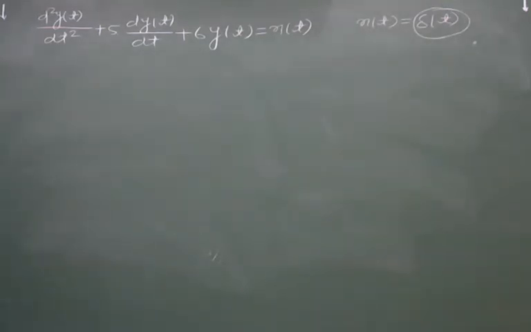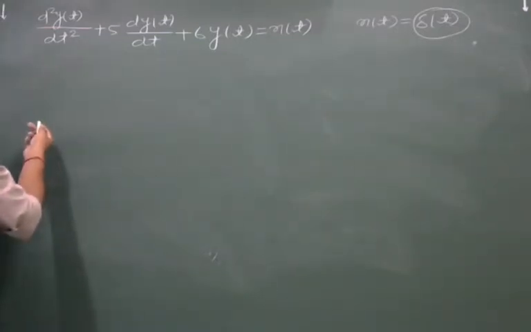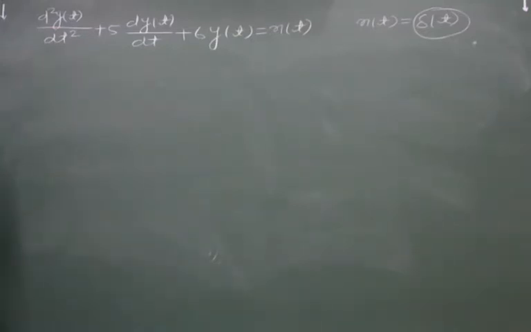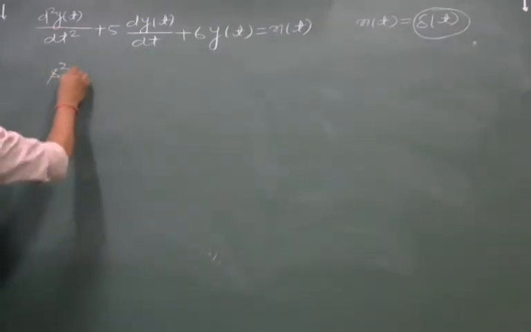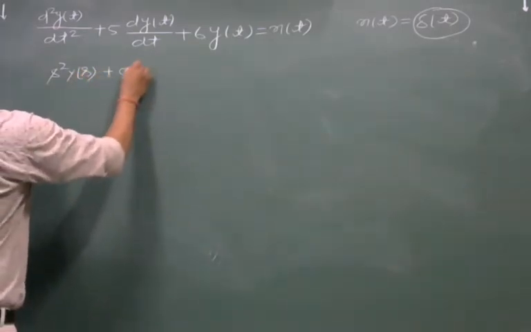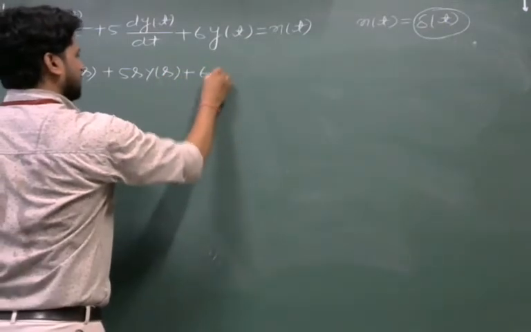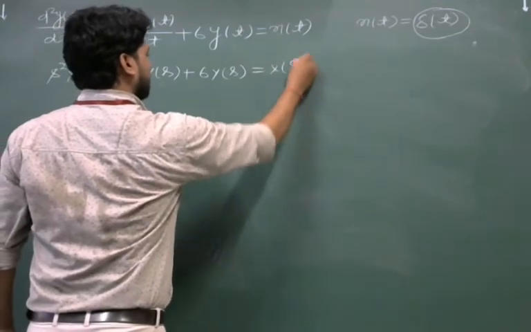So it's simple, just apply the time differentiation property of the Laplace transform. Because initial conditions are not given here, by default we will consider them as 0. So this will become s square y of s plus 5 s into y of s plus 6 into y of s is equal to x of s.